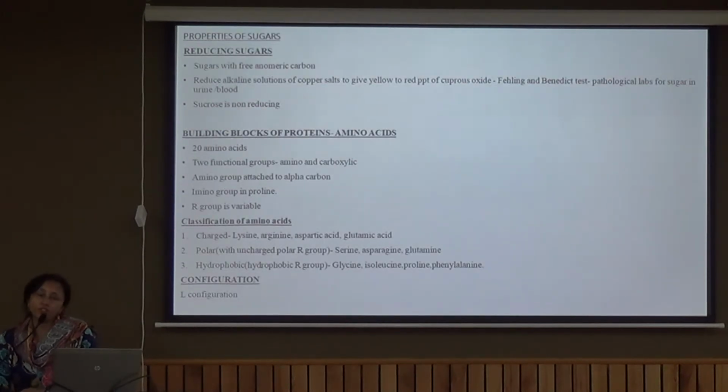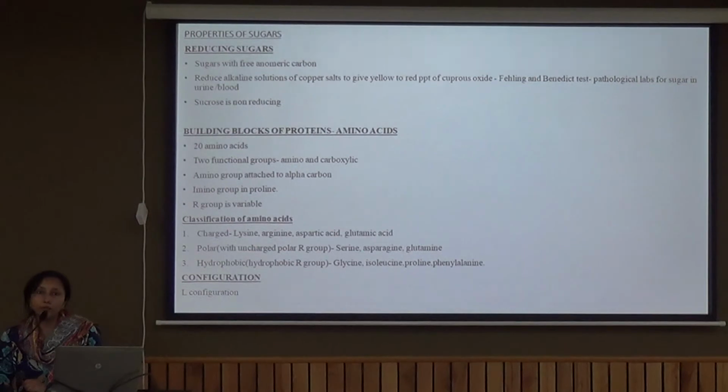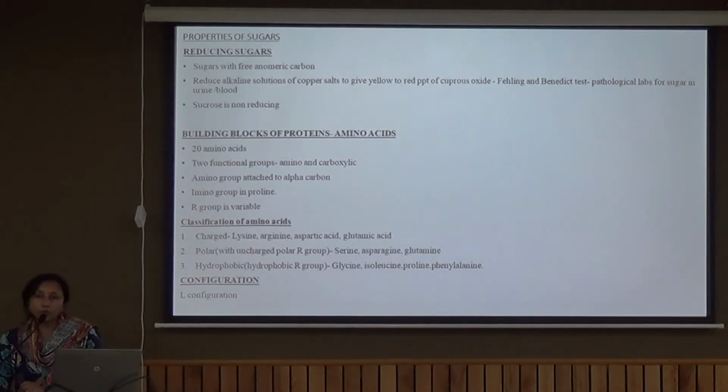What are the properties of sugars? The sugars which are having free anomeric carbon are known as reducing sugars. There is a test for them. They reduce the alkaline solutions of copper salts to give yellow to red precipitate of cuprous oxide. So, Fehling and Benedict tests are performed, and these are the pathological lab tests for sugar in the urine and the blood. Sucrose is a non-reducing sugar.